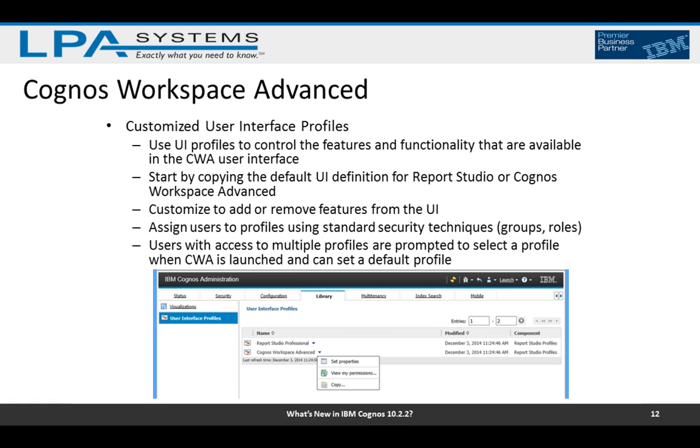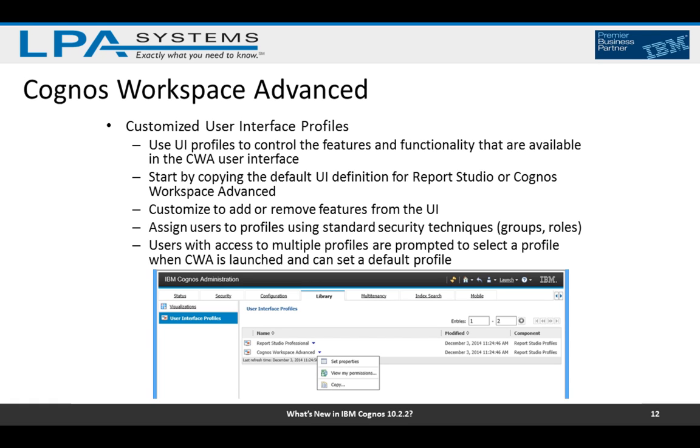Similarly, if you wanted people to launch Cognos Workspace Advanced and have virtually everything that was available to Report Studio in that user interface, except, let's suppose, conditional formatting, you could copy the Report Studio interface definition, turn off the conditional formatting features, and assign security to that interface, to that group of users that you want to give almost but not everything in Report Studio when they author. And again, this is all done when you launch Cognos Workspace Advanced.